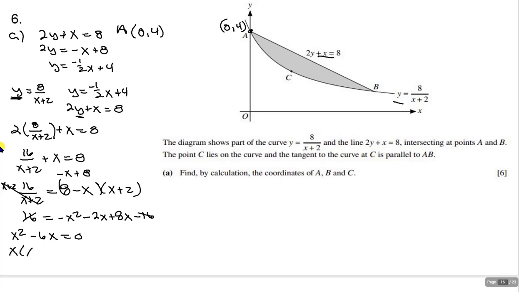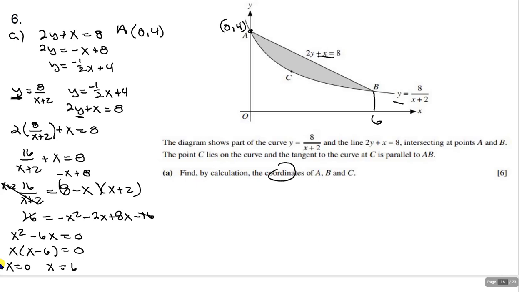Now what I'm going to do is factor this. This is going to be x times x minus 6 equals 0. X equals 0, which we knew because it does intersect where x equals 0. That point's going to be 4. We wanted to know the other one. That's where x equals 6. This is going to be 6.